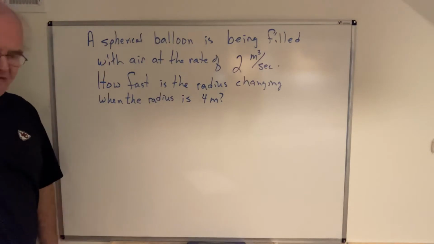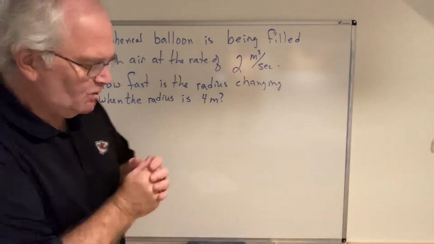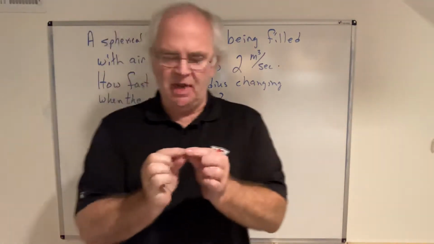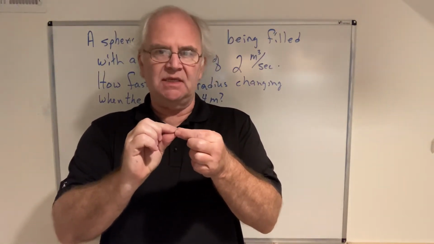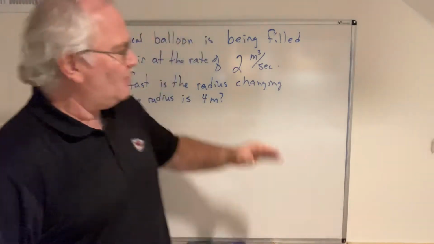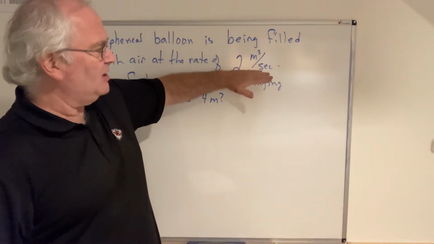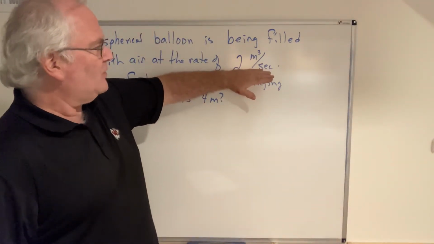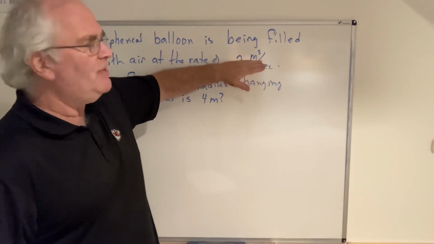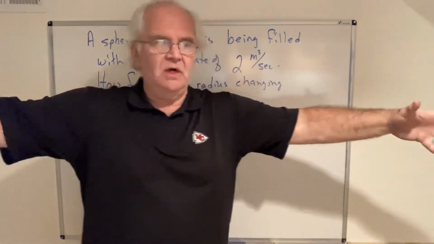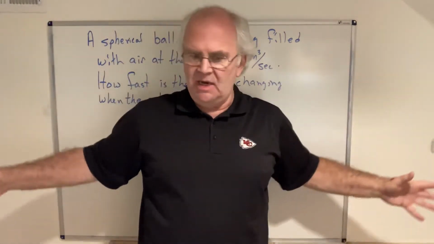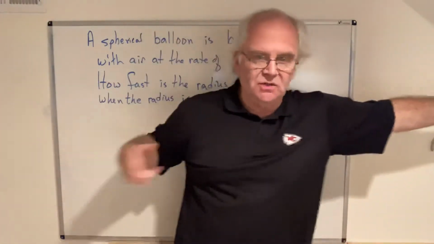First, let's see if we can understand the basics of the problem. What we have is a spherical balloon. Now imagine it starts off as a single point. And what we're saying is it's being injected with air at the rate of 2 cubic meters per second. Now, the little corner of the room where I'm doing my filming here is about 2 meters across.